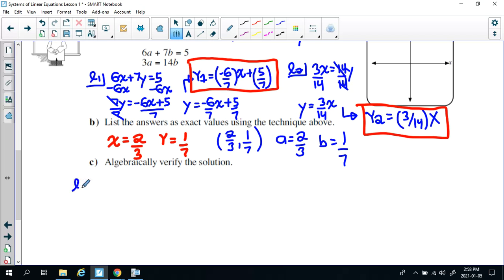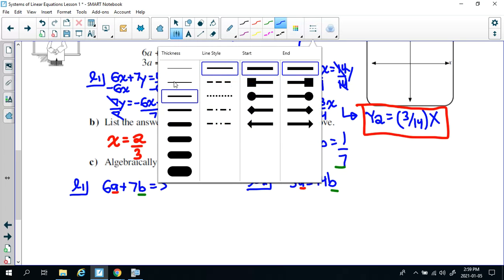Okay, so now let's go back to my two equations. Line 1: 6A plus 7B is equal to 5. And then line 2, which is 3A is equal to 14B. What I'm going to do is take A and replace it with 2/3, then take B and replace it with 1/7. We're going to see if both sides of the equation are equal to each other.